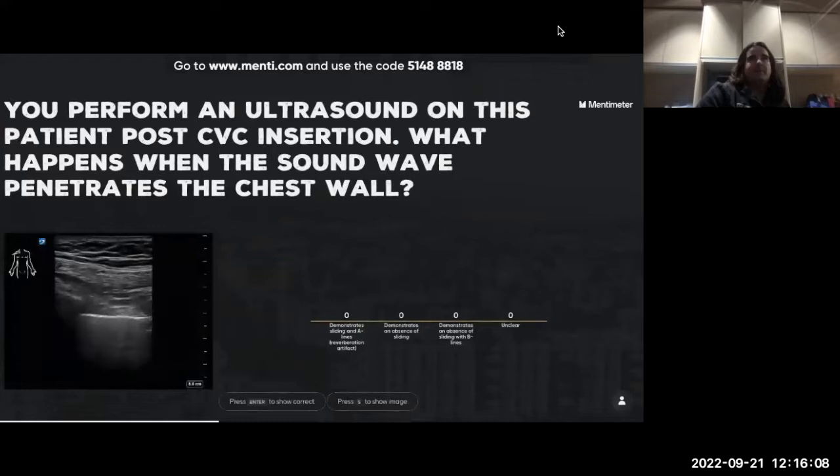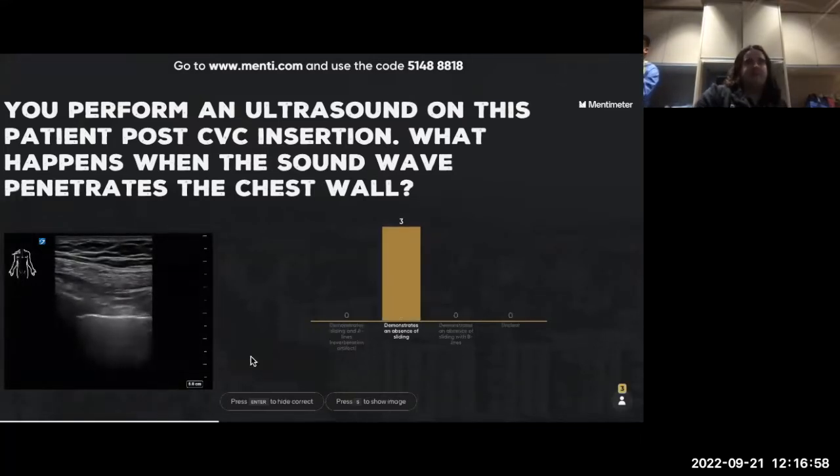Okay, you perform an ultrasound on this patient, post-central line insertion. What happens when the sound wave penetrates the chest wall? Okay, so there's your lung ultrasound here, applied to the parasagittal plane. So rib, pleural line. So what do we see here? Does this demonstrate sliding with A lines? Demonstrate an absence of sliding? An absence of sliding with B lines? Or unclear?